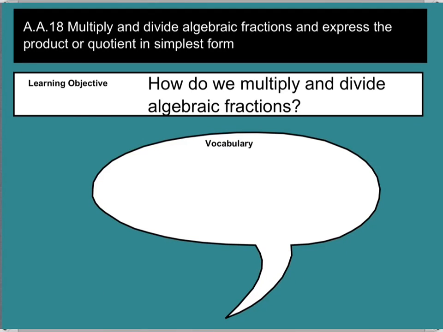Okay, today we're going to continue our discussion about algebraic fractions, and we're going to talk about how we can multiply and divide them. So this covers AA18, which is multiply and divide algebraic fractions and express the product or quotient in simplest form. So we're going to cover all the standard today.